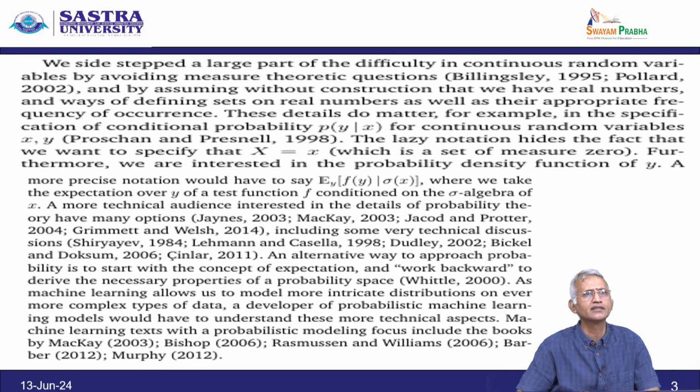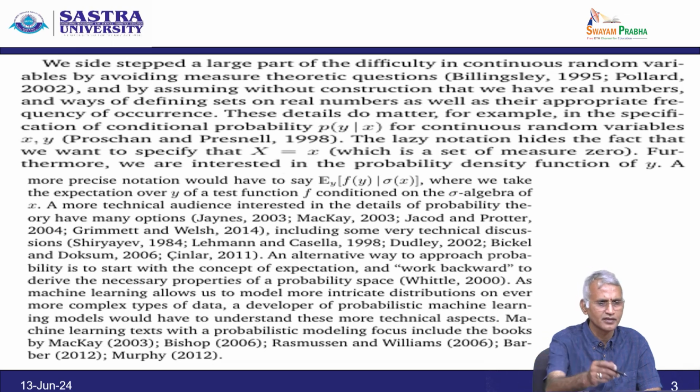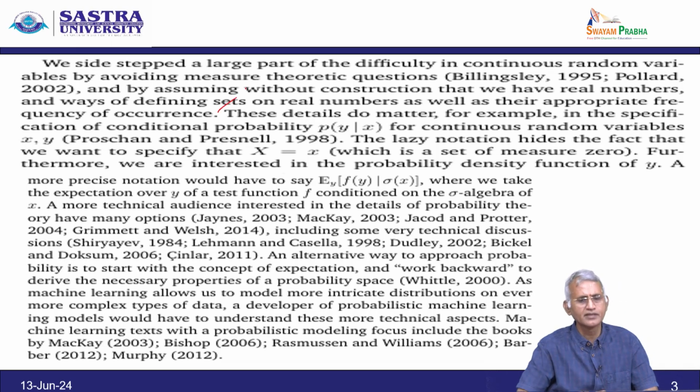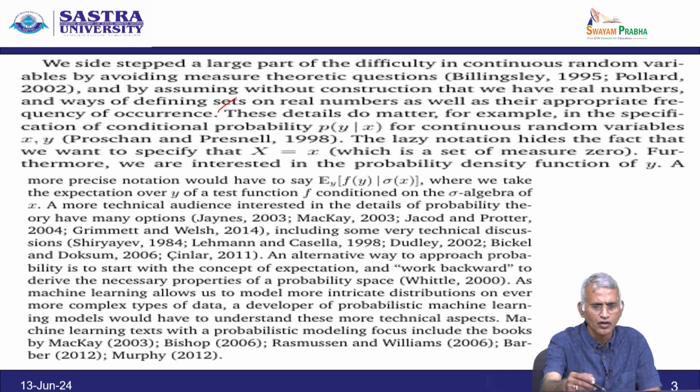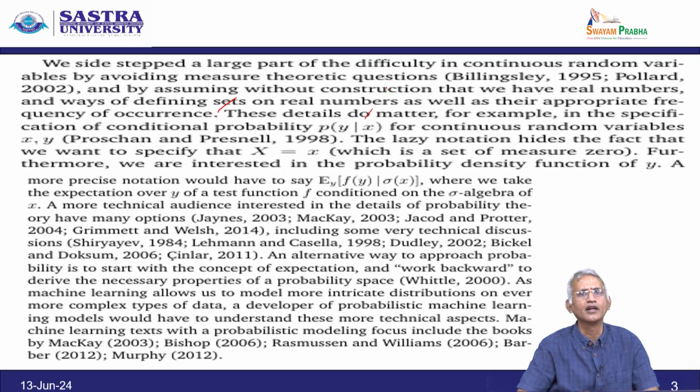So, we sidestepped a large part of the difficulty of continuous random variables by avoiding measure theoretic questions, and by assuming without construction that we have real numbers and ways of defining sets of real numbers as well as their appropriate frequency of occurrences. So, these details do matter. For example, in the specification of a conditional probability p(y|x) for continuous random variables, Proschan and Presnell, 1998.